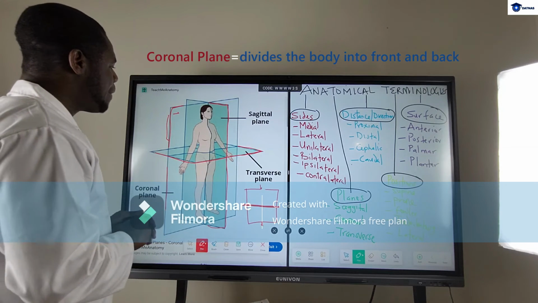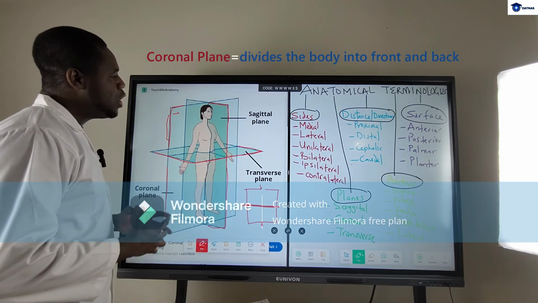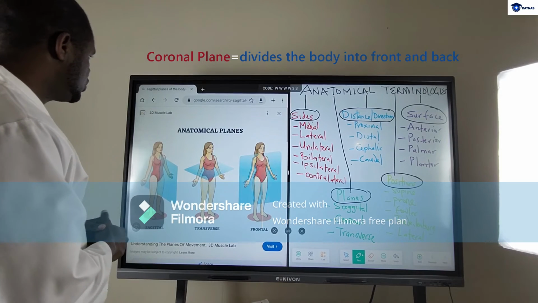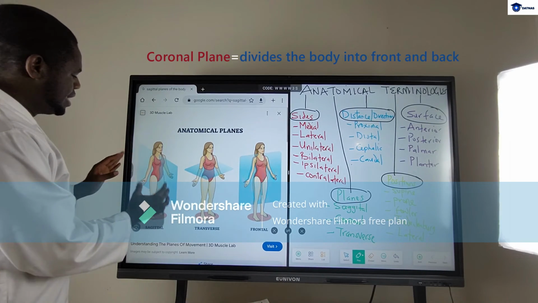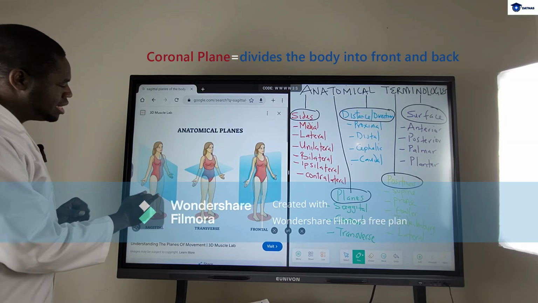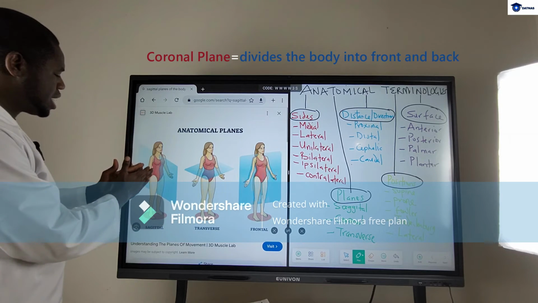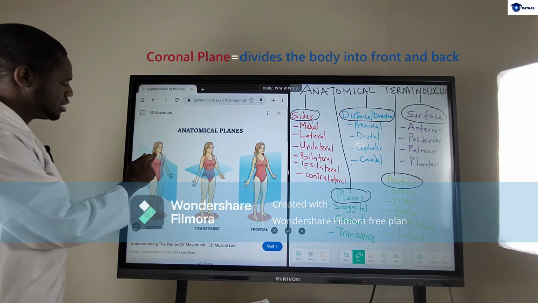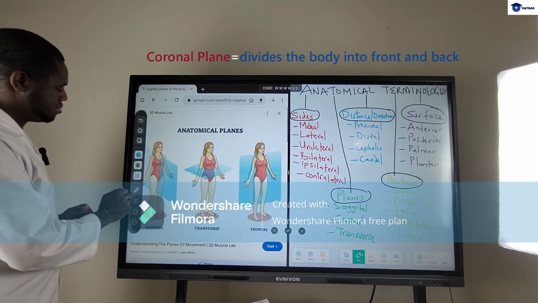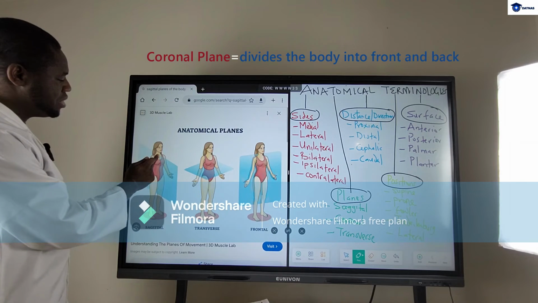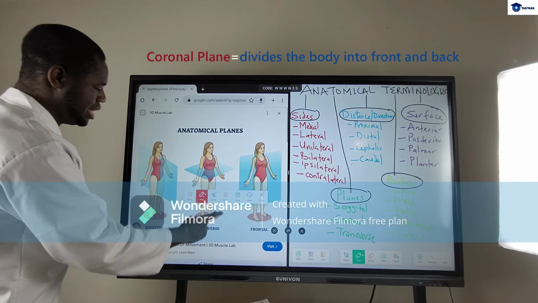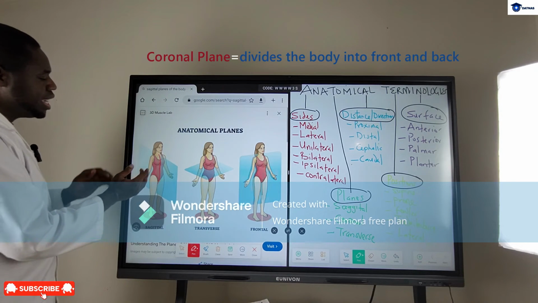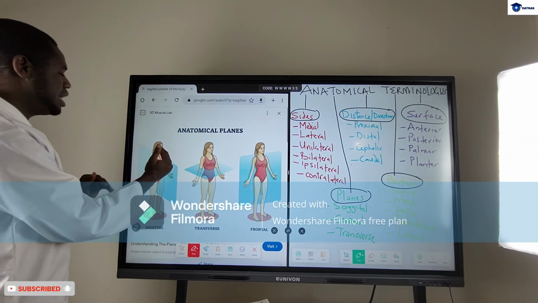Into front and back. So I will show you clearly what these planes are. This is the sagittal plane, which divides the body into right side and left side. You can see the midline here. It is a form of midline that divides the body into right side and left side.